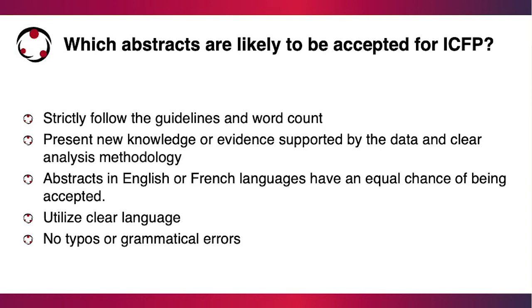The Abstract Selection Committee tries to prioritize abstracts presenting new knowledge or evidence. Findings should be supported by the data, and a clear methodology should be presented, irrespective of the language in which the abstract is written. Abstracts in English or French are all treated equally. Ensure clarity of the language used in the abstract and review your abstract to make sure there are no typos or grammatical errors. It is okay to have someone review your abstract for English or French language editing.